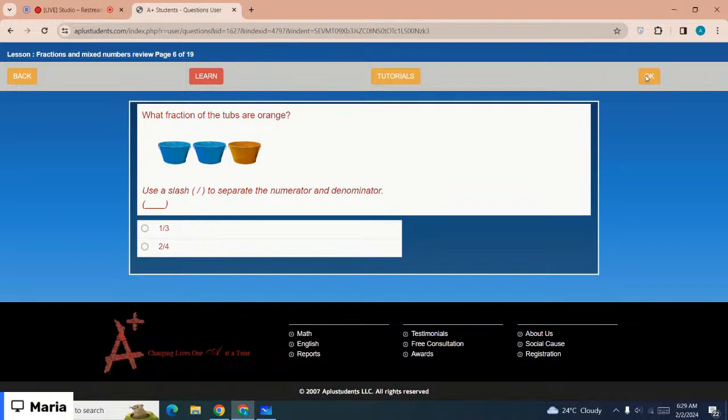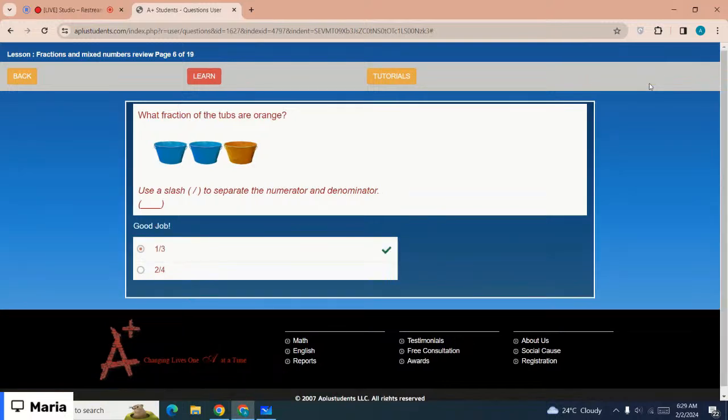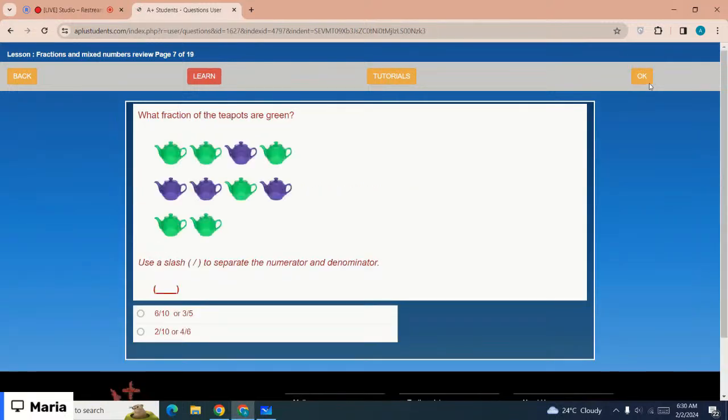Yes, that is 1 out of 3. The correct option is 1 out of 3. What fraction of the teapots are green? Which is the correct option?